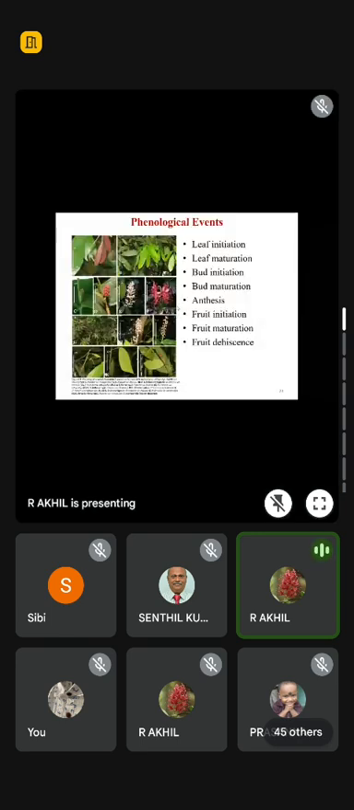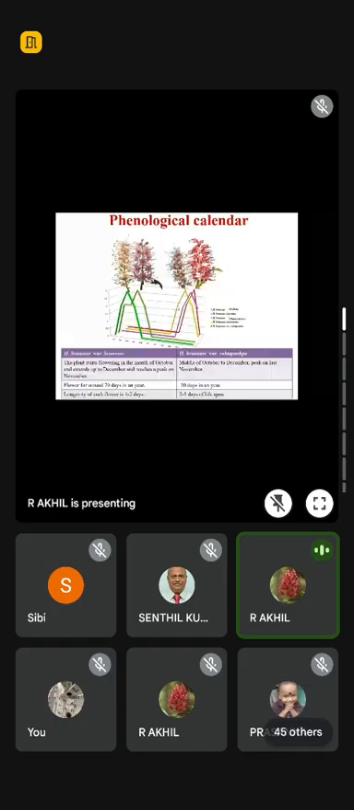Phenological events such as leaf initiation, leaf maturation, bud maturation, anthesis, fruit initiation, fruit maturation, and fruit dehiscence were observed. This is the graph which shows the phenological calendar of the selected species, both the varieties, Humboldtia brunonis variety brunonis and variety recta pushpa. The plant usually starts flowering in October and extends up to December and reaches its peak during November.